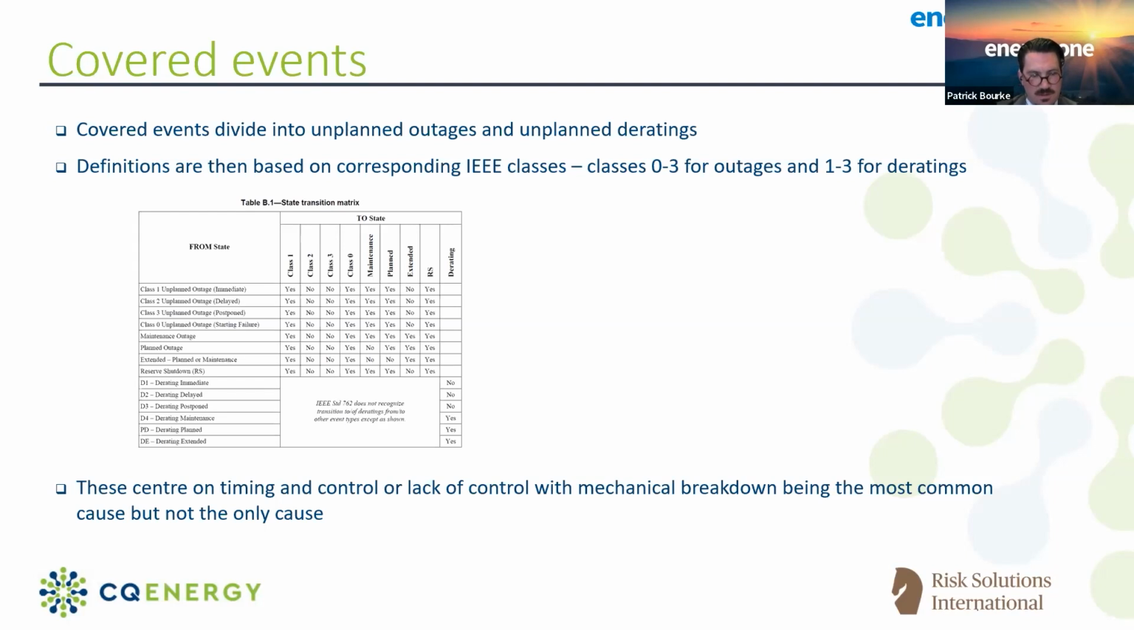These definitions centre on timing and control or lack of control, with mechanical breakdown being the most common cause, but not the only cause. So there's no attempt made to define each and every issue that might possibly go wrong. And the class 1 outage, for instance, is an immediate trip. The difference with outages and deratings is the class 0 outage, which is a startup failure and only for outages. So moving on here.